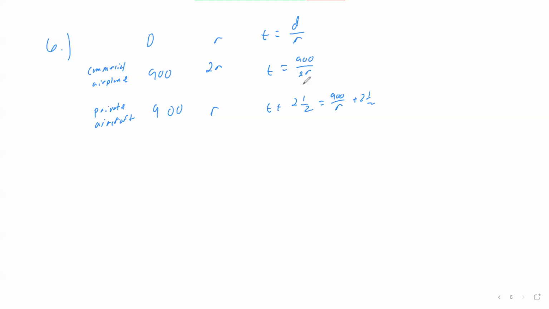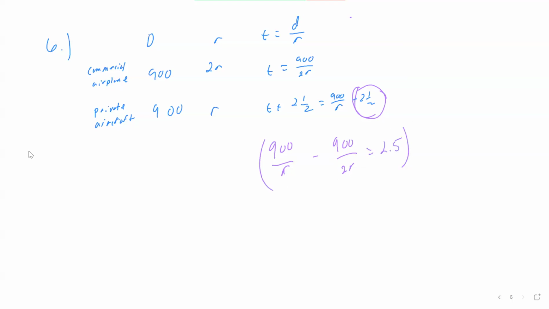All right, so here's what I'm seeing now. If you have the commercial airplane that travels 900 miles, twice the speed of the private aircraft, and we know that the difference is this 2.5 here. That's what's really throwing me off. Let's take this 900 over r, because this will take longer, minus the 900 over 2r, because I can get there faster. And I know the difference there would be this 2.5 hours. So let's approach it this way.